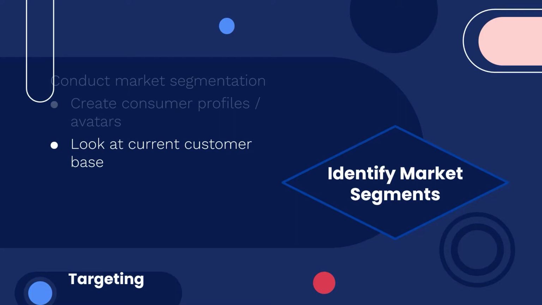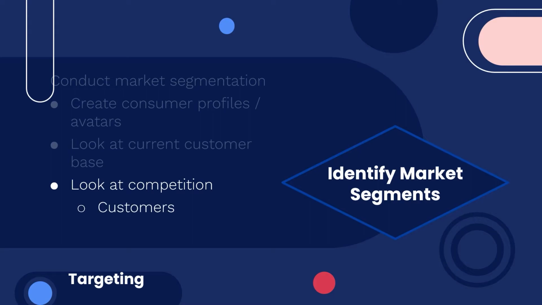You have a whole set of customers. What are their common characteristics? And there's your target market right there, right? You could also look at competition. Who are your competitors? Who are they selling to and marketing to? And who is buying from them, right? That can help you identify which market segments are the ones that you want to target.